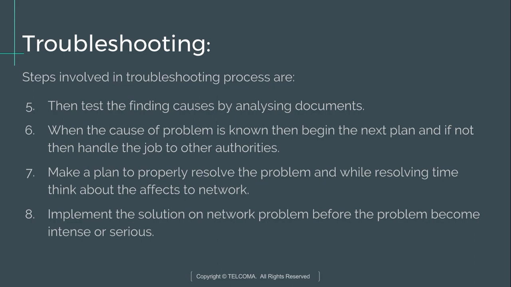Take an example: there is a faulty router in the network which makes the network slow down. Here we have to remove that router for some time so that we can check it and make it function correctly. At that time the network will slow down, so we have to think about the effect on the network if we remove that router. Then we have to implement the solution to the network problem before the problem becomes intense or serious. If it causes any damage to the organization, we have to solve this problem quickly.